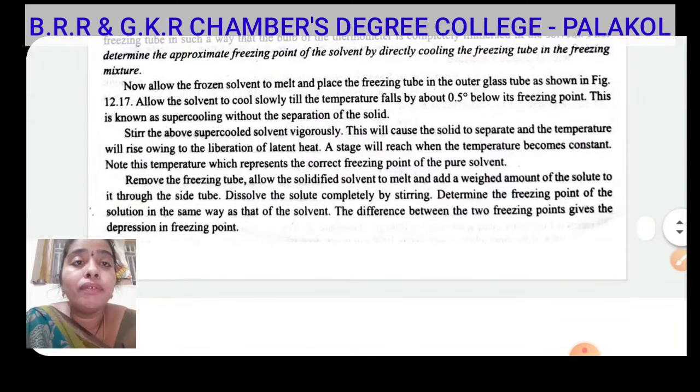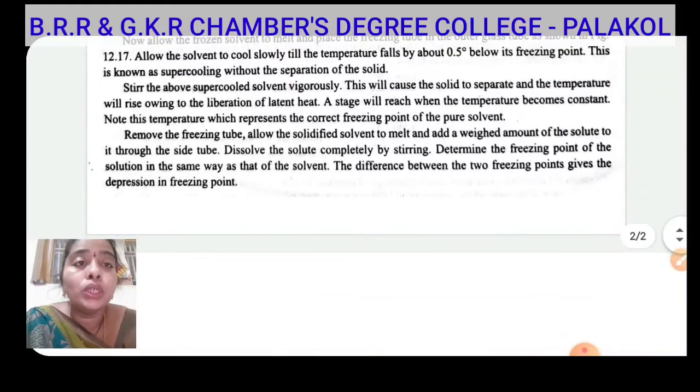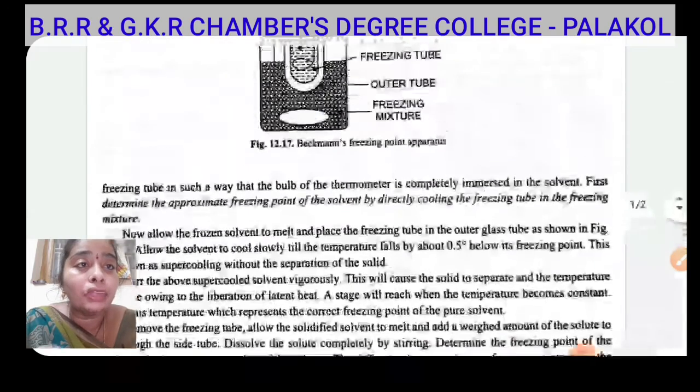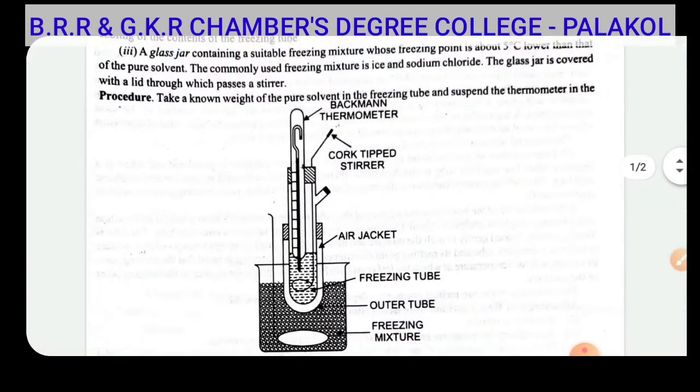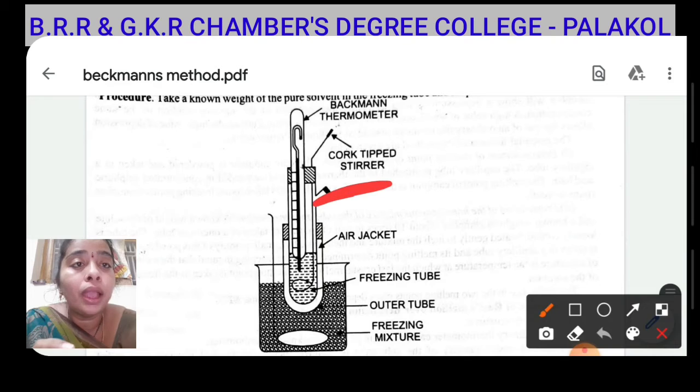Remove the freezing tube from the freezing mixture. Allow the solidified solvent to melt, so the solid is converted again to liquid. Then add a weighed amount of the solute through the side tube.